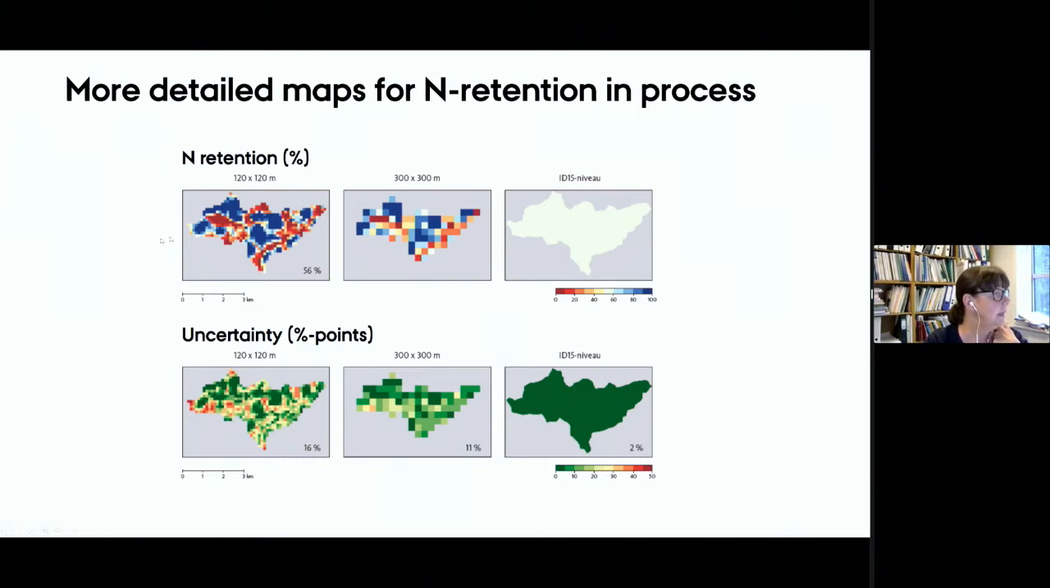So here is the N retention with different scale, and there's uncertainty also here on those maps. So even though we have a higher uncertainty, we will then have a higher effect if we can target the catch crops to low N retention areas.